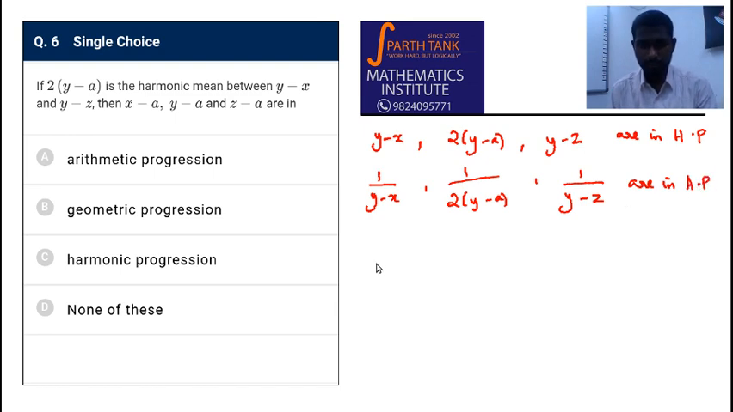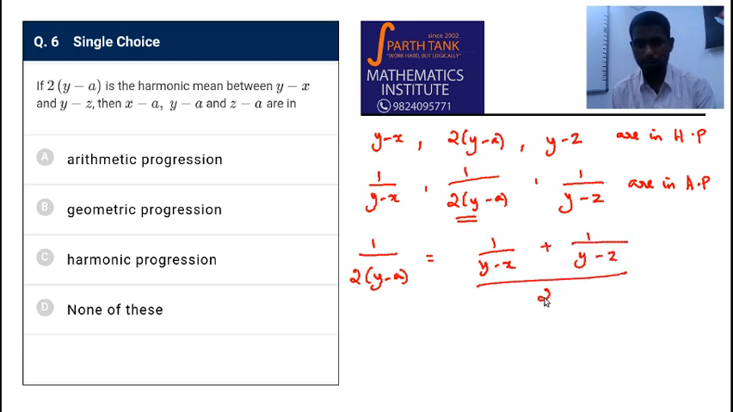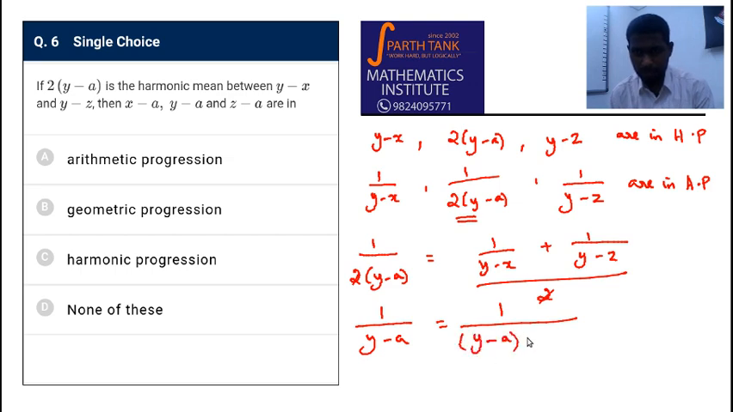So what does this mean? This means that this term is the average of these two terms. So 1 by 2 times y minus a is nothing but 1 by y minus x plus 1 by y minus z upon 2. Correct? Now this 2 and this 2 can be dropped, and let us do some simplification in order to bring in our x minus a, y minus a and z minus a. To do that, here I am going to subtract a and add a, and the adding a I put as a minus a here like this. So you see there is a minus a and a plus a.